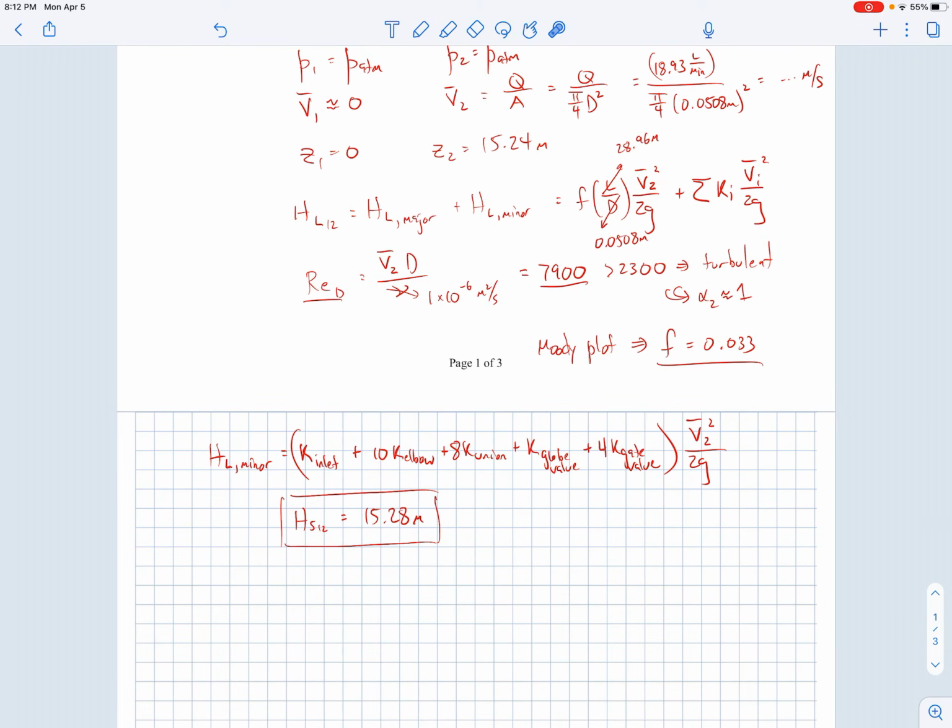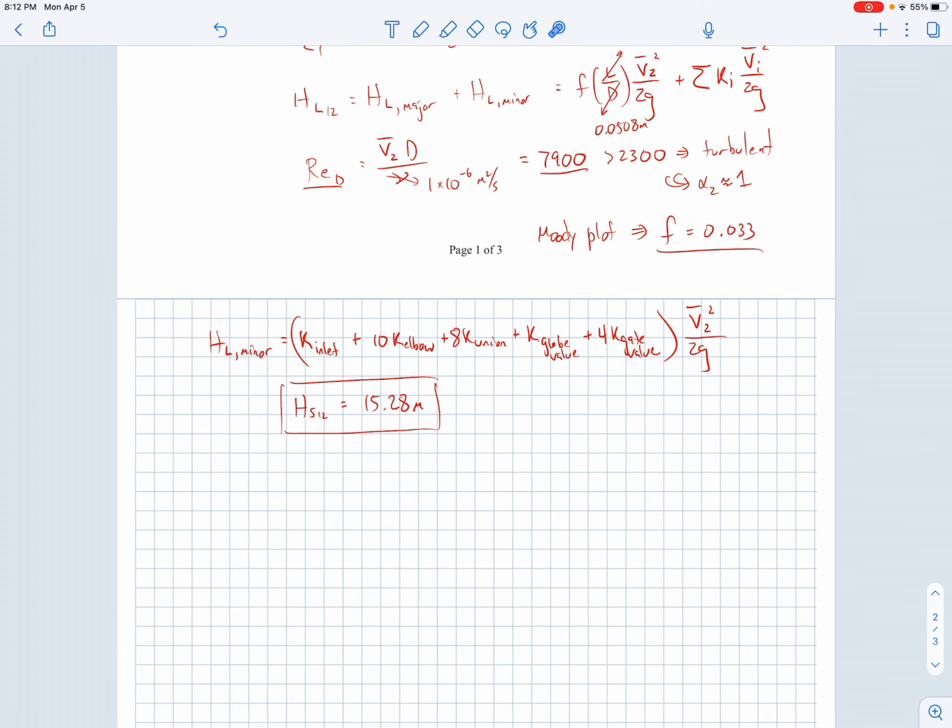The second thing I wanted to mention on this is the head that we have to put into the fluid. Because the pump's not 100% efficient, we're going to have to put some additional energy into the pump, and some of it is just overcoming the inefficiencies in the pump, but then we ultimately need to get the 15.28 meters into the fluid.